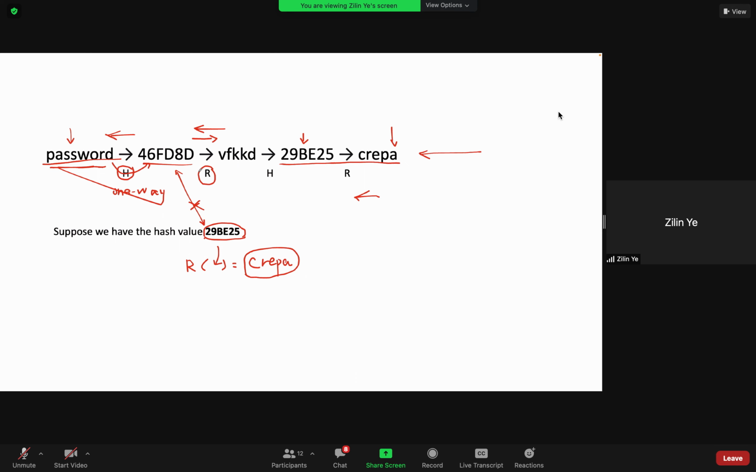So we just do the same thing. I reduce my hash and compute the hash. Is this the hash I am looking for? It is, right? They're the same hash. So what is the plain text that was used to generate this hash? It is VFKKD. So now I know the plain text of this hash value is VFKKD.